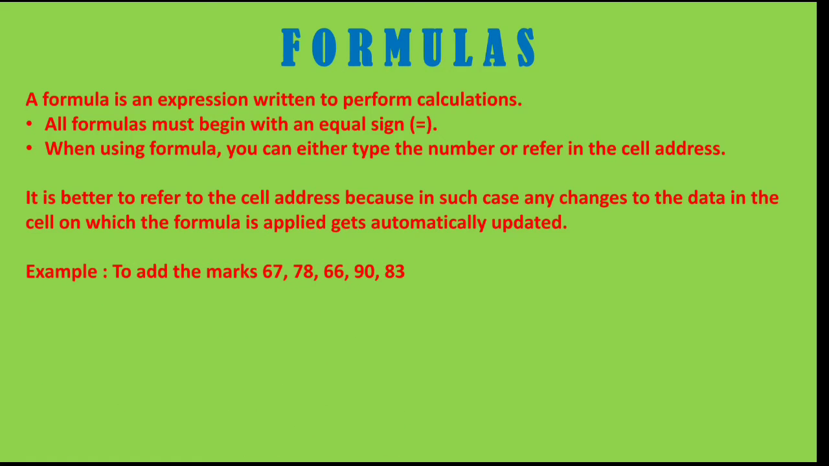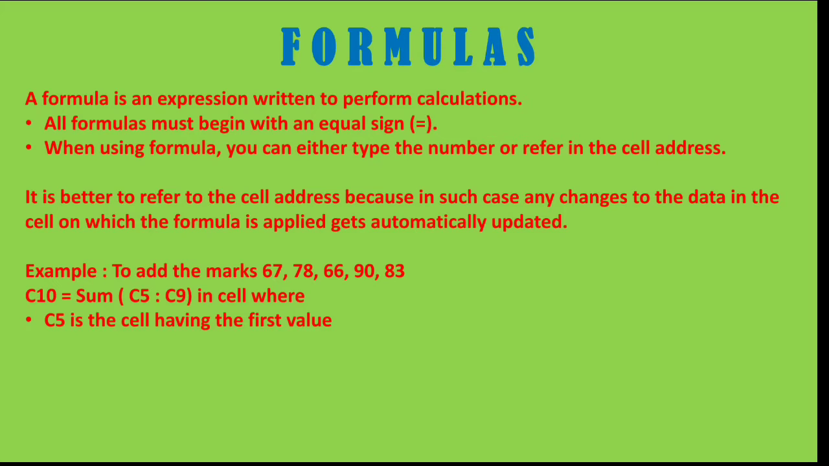Now for example, to add the marks, say 67, 78, 66, 90 and 83, in C10, meaning in this cell I have to get the output. So I'll select C10 and start the formula with equal to, and then write the function name SUM and which cell to which cell, that is C5 to C9. Say C5 has 67, C6 has 78, C7 has 66, C8 has 90 and C9 has 83. So all these numbers will be added up and will give you the output.